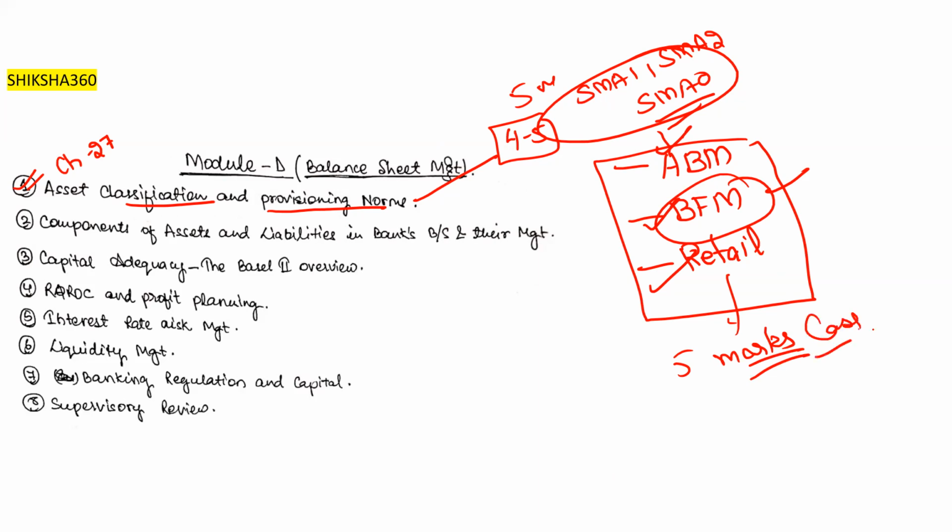Case study, clear. Calculation-based case study, like we have an account, say account A1, and that much portion is under the security and that much portion is not under the security, clear. So how much provisioning is required? They have also mentioned the date of NPA, clear.